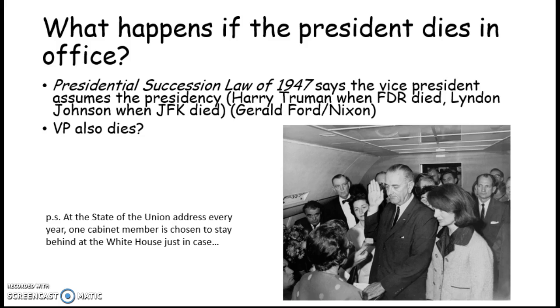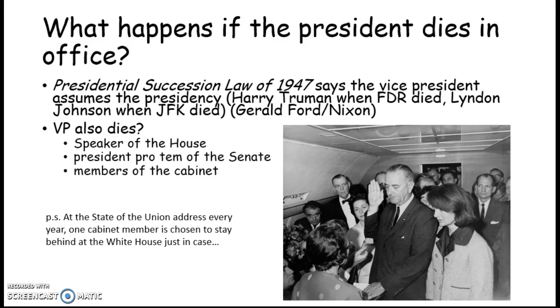What if the vice president dies? Also, then the Speaker of the House moves up. What if the Speaker of the House, the vice president, and the president die? Like on the TV show Designated Survivor, then, well, there is the designated survivor, but in this case, the president pro tem of the Senate would move up, and then members of the cabinet. But notice down here at the State of the Union address every year, one cabinet member is chosen as the designated survivor to stay behind at the White House, just in case.